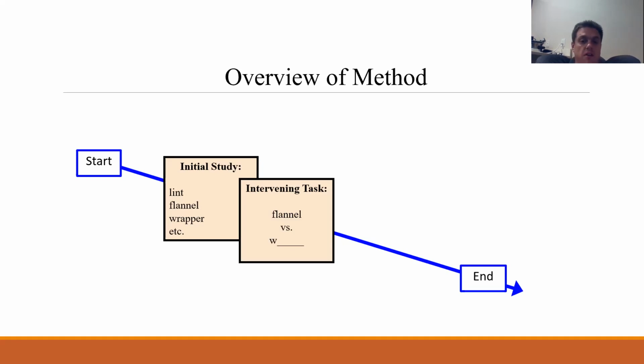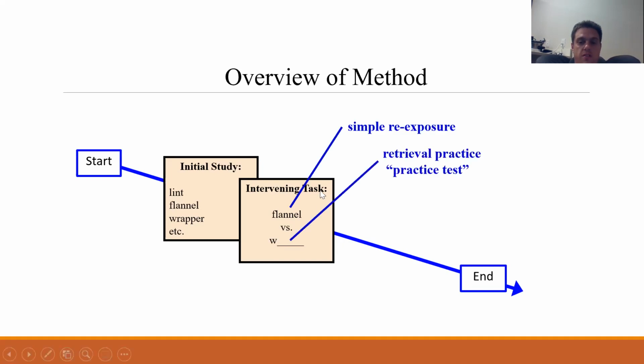In the testing condition, there's a few different ways you can do this, but a common method is to present people with the first letter of one of the words, and you have to try and recall what it is. So obviously, if you studied wrapper, you get the letter W, and you try to retrieve the word wrapper. That's the retrieval practice condition. So, simple re-exposure versus practice.